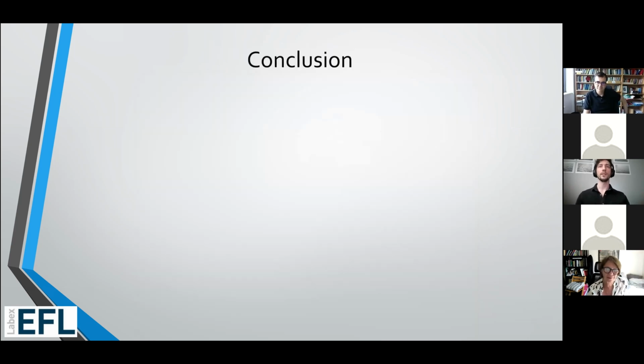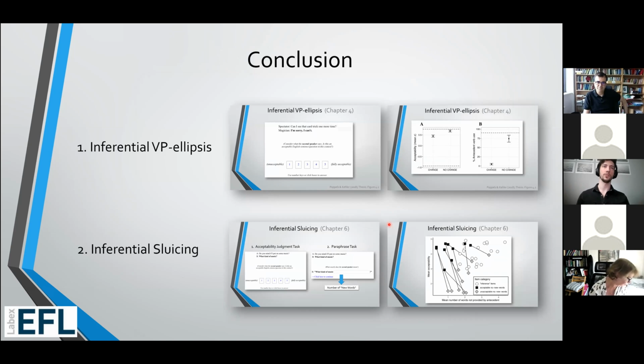All right, so then just in conclusion, I showed you two case studies, experimental studies of ellipsis, one on VP ellipsis and one on sluicing. And I would suggest that taken together, they show the possibility of inferential ellipsis resolution, even when those inferences go above and beyond identity with the linguistic material provided in the context, okay?